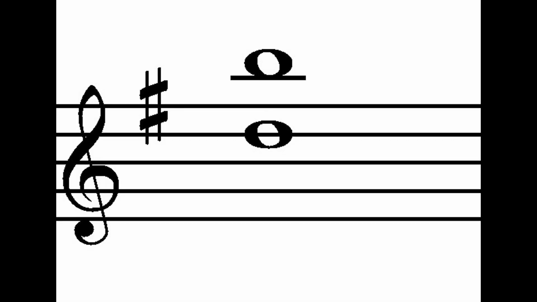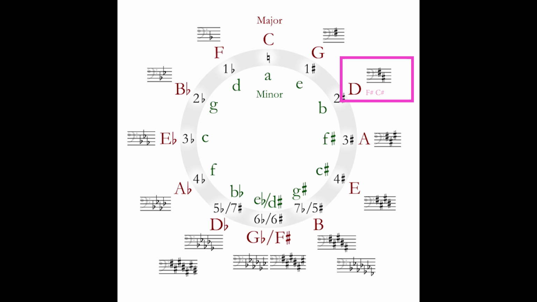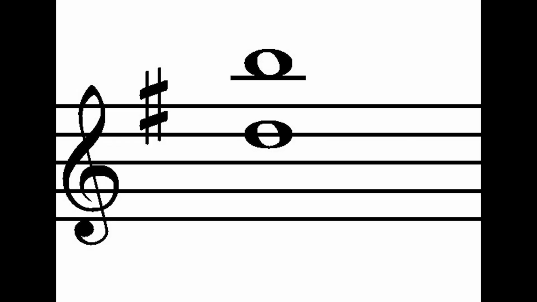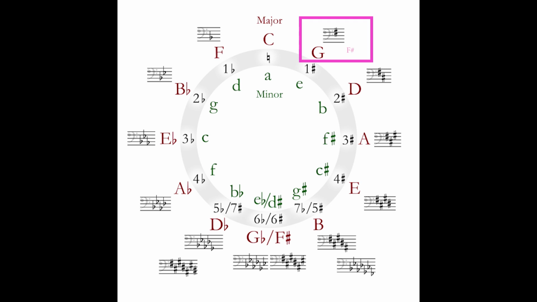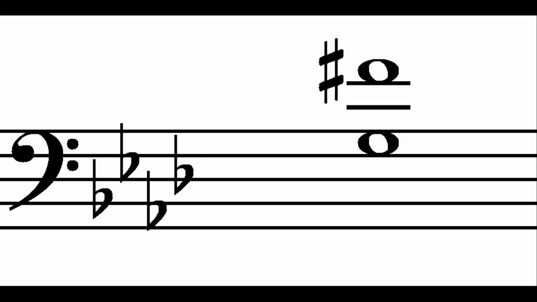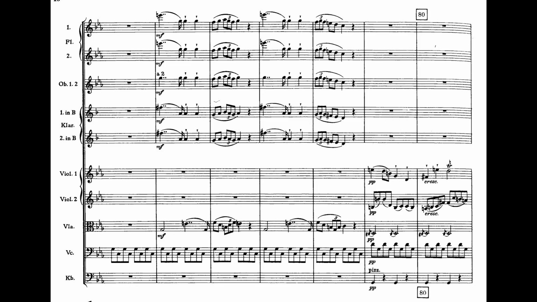In this example, we've got D to B, which is a sixth. In the key of D, is there a B natural? The answer is yes, which means it's a major sixth. In this example, we've got an F sharp over a G. Is there an F sharp in G major? That would make it a major seventh because there is an F sharp in the key of G major.